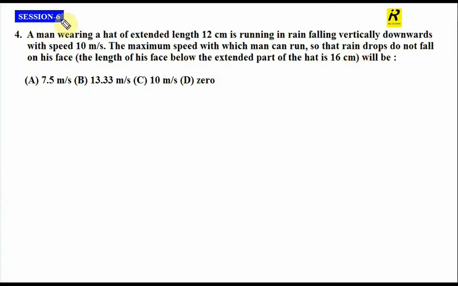And this is session 6 and it is continued from session 5. Here is a man who is wearing a hat whose length is 12 centimeters extending before his face, and rain is falling vertically downward with a speed of 10 meter per second.